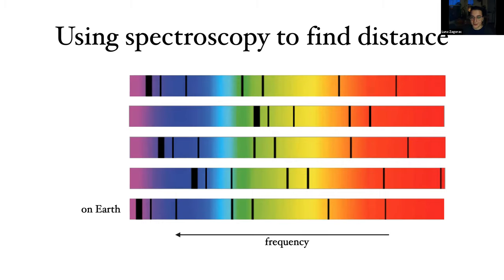And I'm going to ask you again to annotate. You can put text or a little stamp or anything, or just draw a little circle or a star or whatever next to one of these four spectra that you think is the farthest from us.